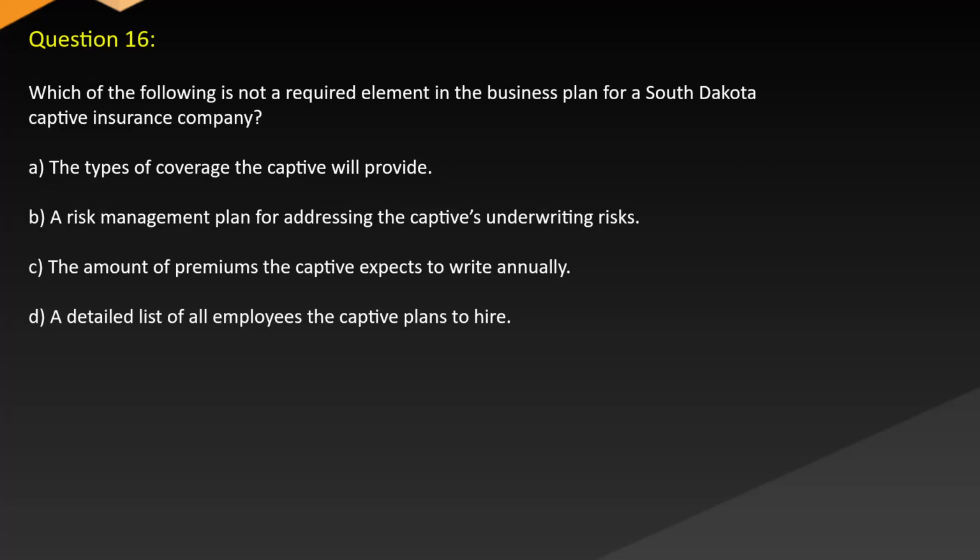Question 16. Which of the following is not a required element in the business plan for a South Dakota captive insurance company? A. The types of coverage the captive will provide. B. A risk management plan for addressing the captive's underwriting risks. C. The amount of premiums the captive expects to write annually. D. A detailed list of all employees the captive plans to hire.